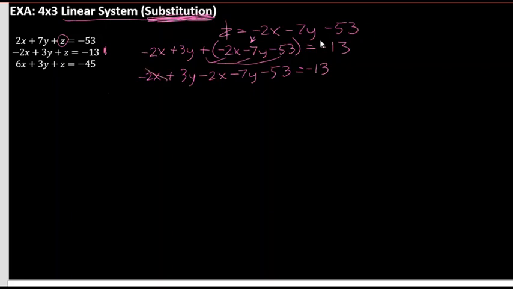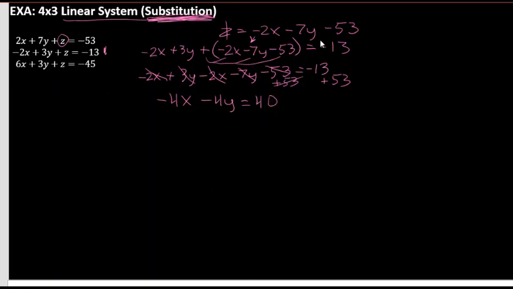So negative 2x and negative 2x, those are like terms. That's going to give me a total of negative 4x, right? And I mark them off to make sure that I am keeping track of them. 3y and negative 7y, that's going to combine to give me negative 4y. And we can't do anything with this negative 53 except add it, right, to both sides. Okay, so equals, so negative 13 plus 53, that's going to give me positive 40.